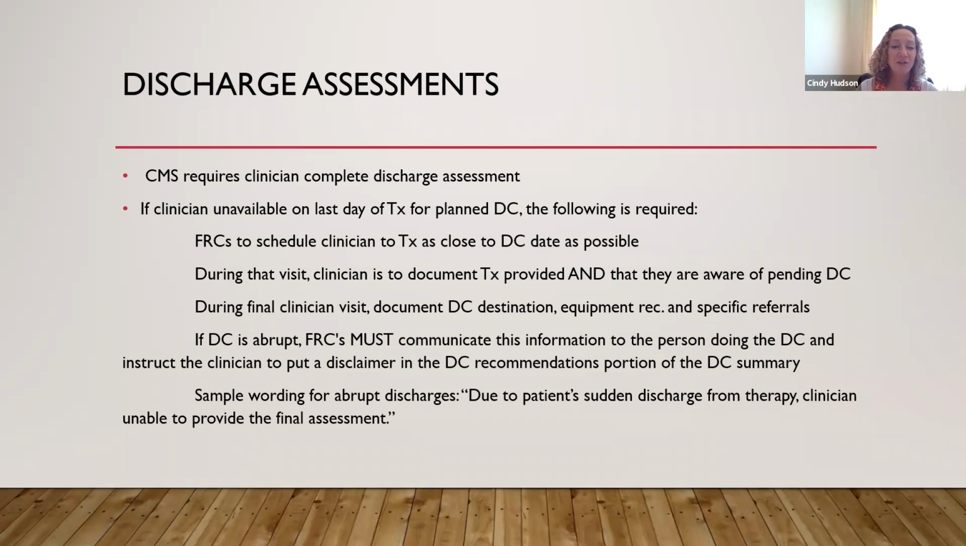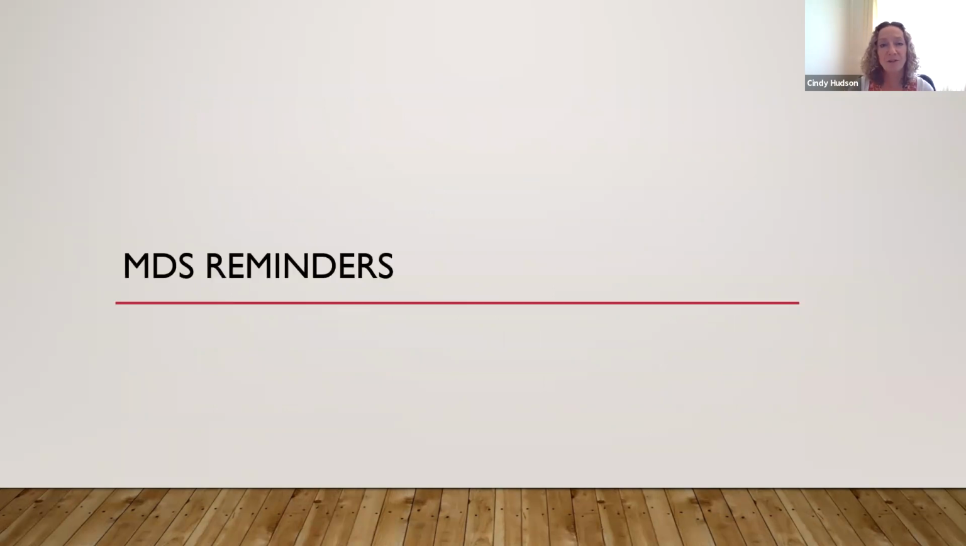and instruct that clinician to put a disclaimer in that discharge summary, probably in the recommendations at the bottom of the discharge summary. Sample wording for that might be, "Due to patient's sudden discharge from therapy, clinician unable to provide final assessment." So again, that's going to make it very transparent that we're relying on the assistant's notes for that final information. They did not get to do that final assessment as we ordinarily want to do.